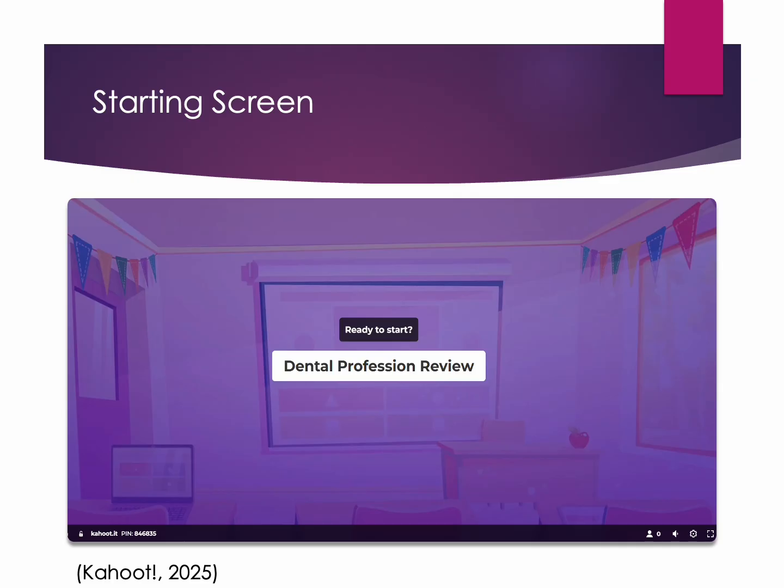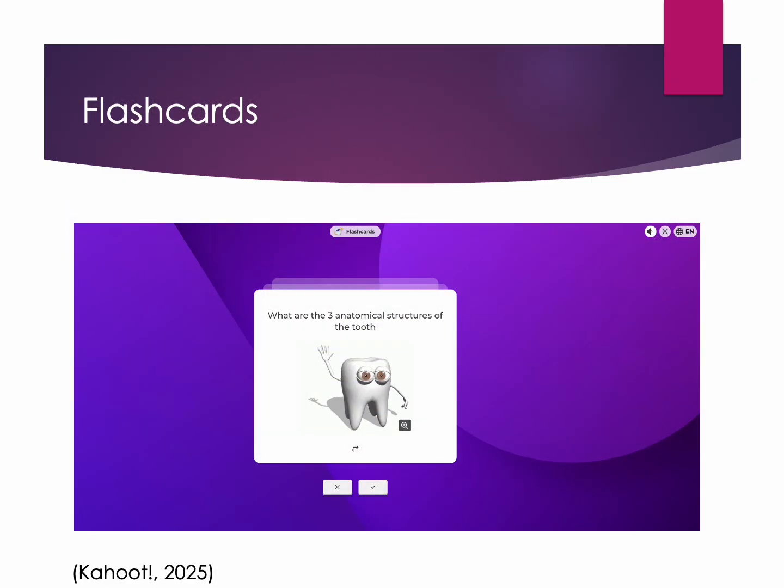I decided to create a Kahoot in my oral facial anatomy course, and I created a custom anatomy specific Kahoot game where the students identified structures and named surfaces. So this is what the starting screen would look like. This is my example of one of the questions I created, and it pops up looking like this.